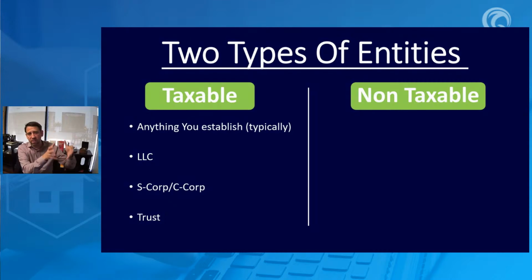Now, clearly, each one of these can be taxed at a different level, right? If I'm going to do a real estate deal personally, or I do a real estate deal in my LLC, or do a real estate deal in a C Corp, S Corp, or trust, sure, those taxes might change, but it's still a taxable entity. So what's a non-taxable entity?